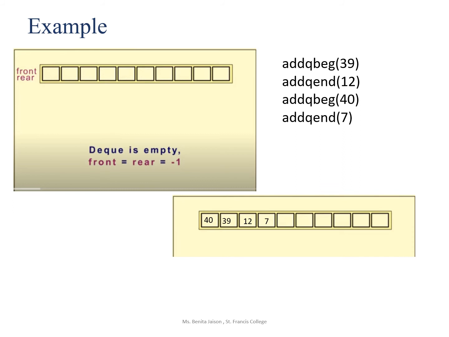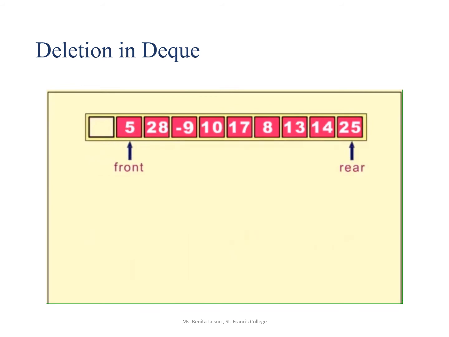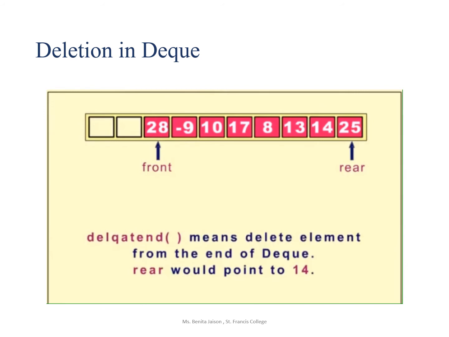Then in the next, if you insert 7 at the end, 7 will be inserted at the end of the queue or at the rear end and the rear pointer will be incremented. Deletion in a deck can be performed at both the front and rear end. If deletion is operated at the front end, then the element is deleted and the front pointer is incremented. If deletion is done at the rear end, then the element is deleted and the rear pointer is decremented.